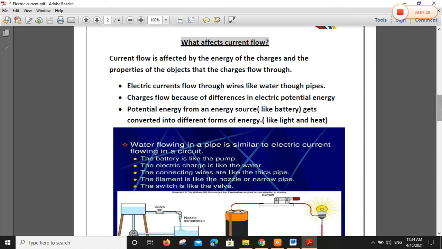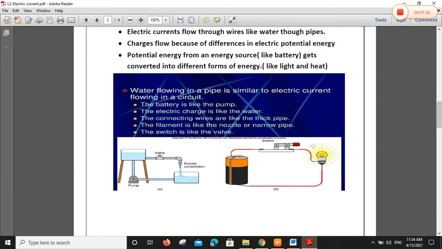Yes, look at the two diagrams. Make a comparison between the electric circuit for current and the circuit for water. Look, water comes from pipes, and the pipes are in this reservoir or pump. Yes, so we have a pump, a reservoir. This is exactly like a dry cell or the power plant station. Yes. So charges flow because of differences in electric potential energy.